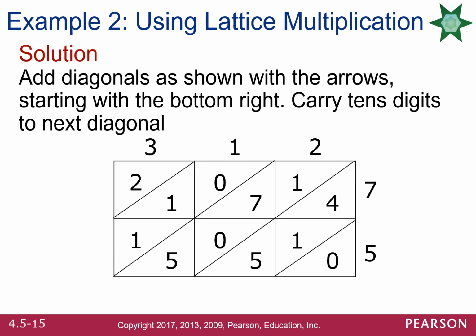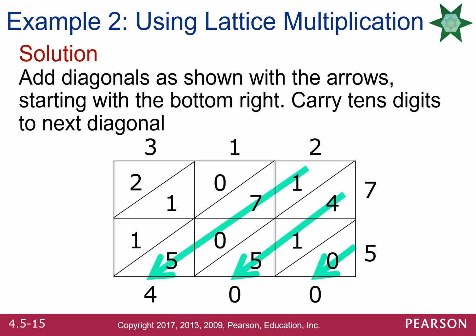Now here we perform the part of adding the diagonals. Right? So let's see here. The first diagonal, we start from the bottom right. First diagonal is a 0. Then the second diagonal to the left is added. So 5 plus 1, 6 plus 4, 10. So we write the 0 here and carry over the 1 to the next diagonal to the left.